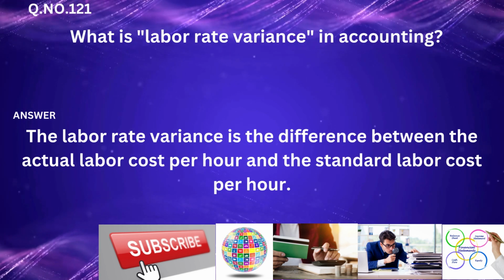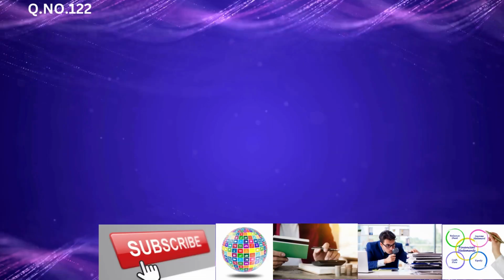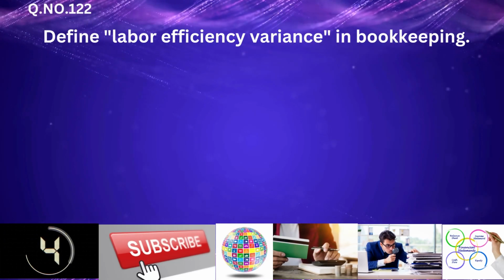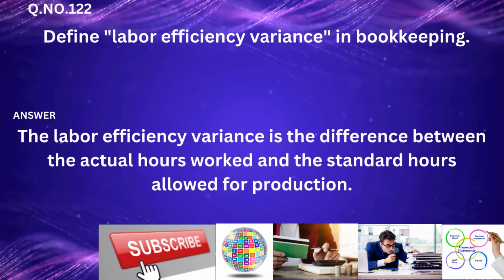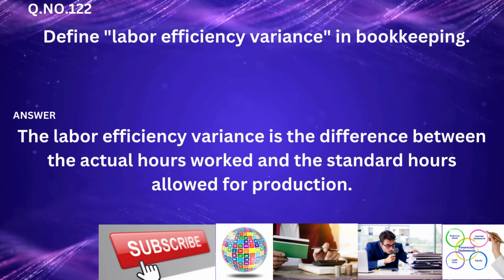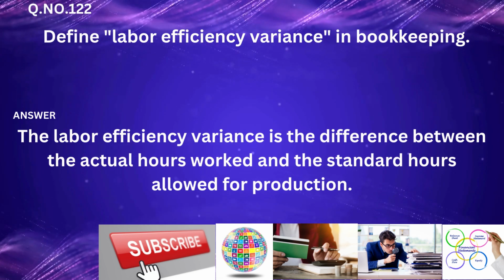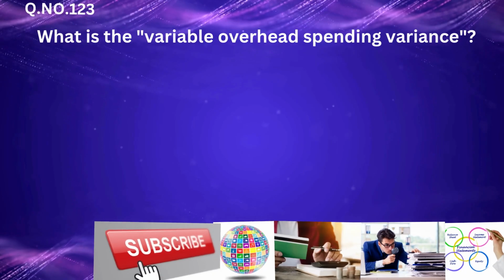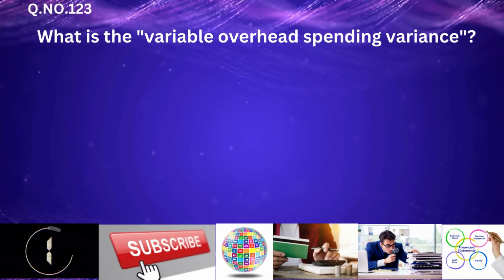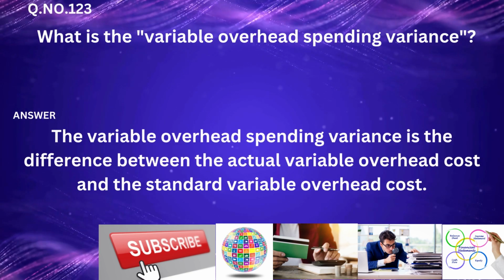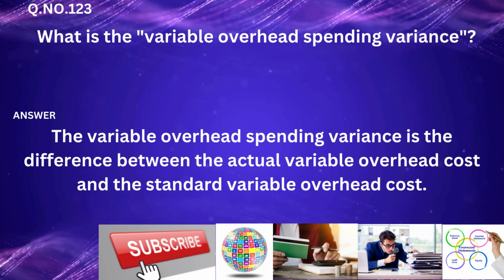Question 129. Explain segment reporting in bookkeeping. Answer: segment reporting involves reporting financial results for different segments of a business, such as product lines or geographic regions. Question 130. What is cost structure in accounting? Answer: cost structure refers to the composition of a company's costs, distinguishing between fixed and variable costs.